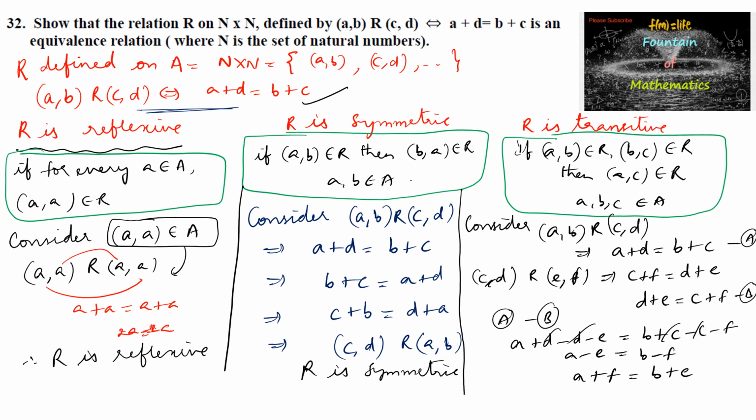When a + f = b + e, we can write that (a, b) is related to (e, f), because as per the given relation, if (a, b) is related to (c, d), then a + d = b + c. So here a + f = b + e means (a, b) must be related to (e, f). So as per the definition of transitive, if (a, b) belongs to R and (c, d) belongs to R, then we have the first element and the last element, so (a, b) and (e, f) is also related in R, and hence we can say that R is transitive.